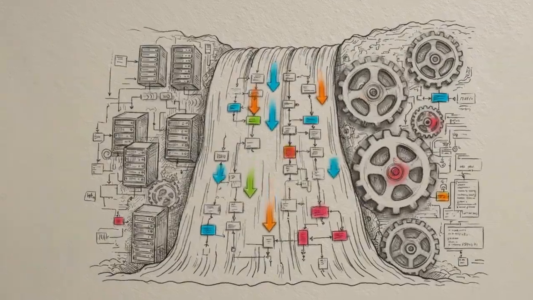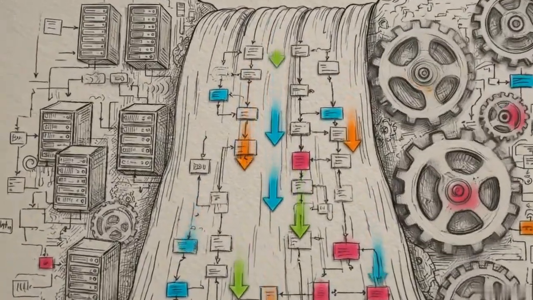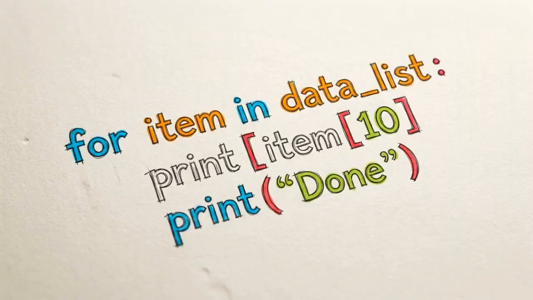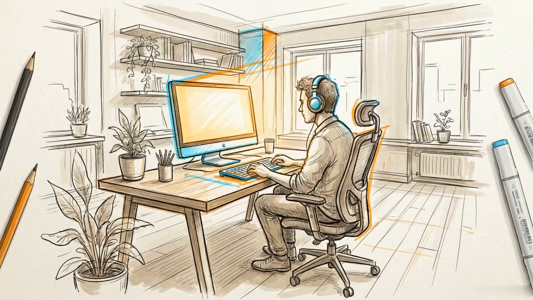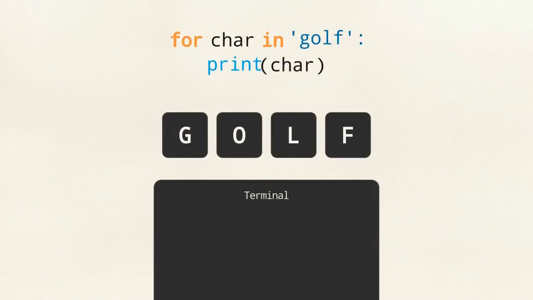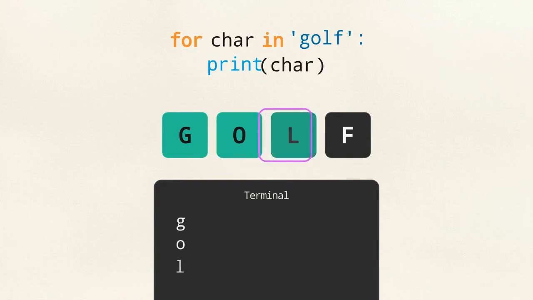Some of the most elegant tools in programming hide a massive amount of mechanical friction just beneath the surface. Take the Python for loop. It's one of the first syntax structures we learn, and it's so readable that most developers use it without a second thought. You type for char in golf, tell it to print the character, and the terminal instantly outputs G, O, L, and F one by one.